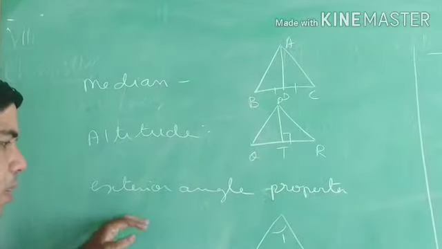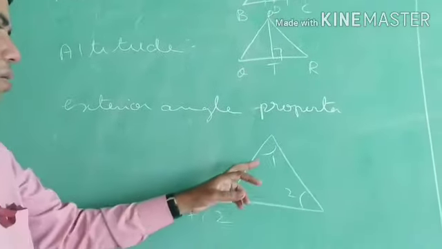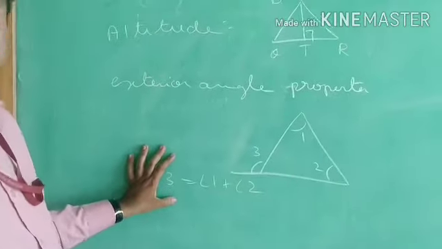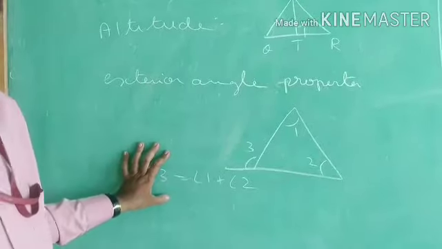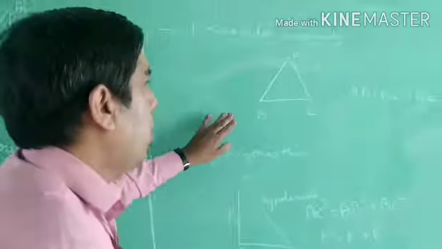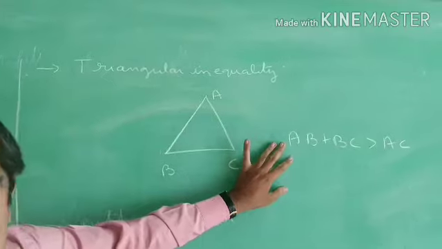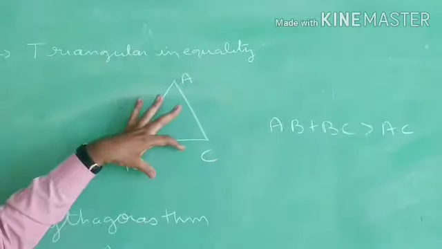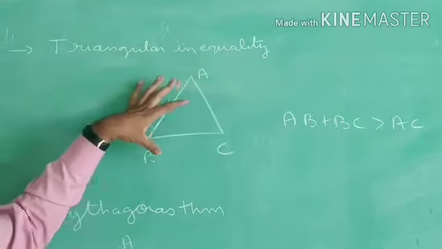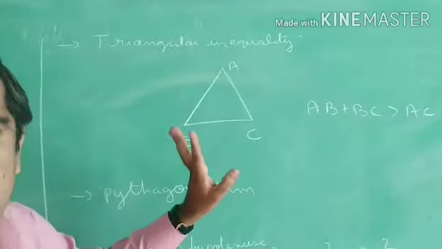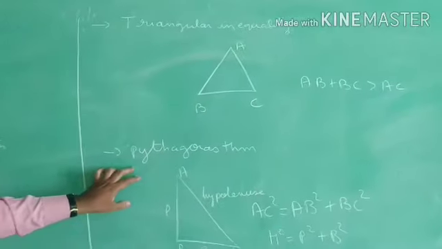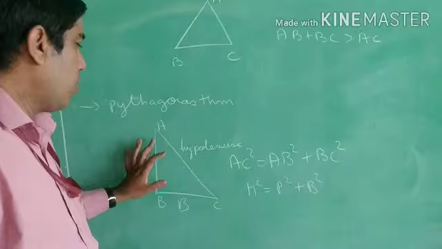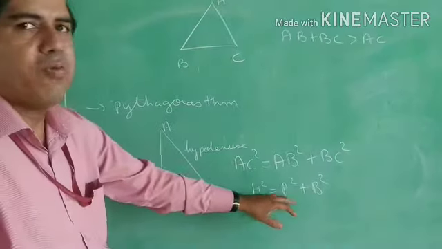Now angle property. You can see angle 3 is equal to angle 1 plus 2. It is the angle property. You should know this. I am just revising the definitions and the main results. Now triangular inequality. You can see sum of any two sides of a triangle should be greater than the third side. I have taken here AB plus AC should be greater than BC, AB plus BC should be greater than AC. Then only a triangle is possible. Now Pythagoras theorem. AC square is equal to AB square plus BC square, or Pythagoras comes here H square is equal to P square plus B square.